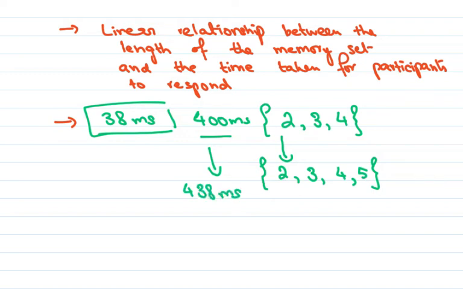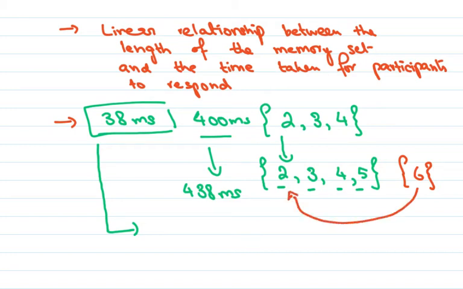Because with every added digit, you're adding 38 milliseconds. Sternberg's analysis was that these 38 milliseconds getting added are because the individual is moving through each digit and comparing the probe digit to each digit. So if your probe is, let's suppose, 6, you're comparing this probe digit to this digit, then this one, then this one, and then this one, and then making a decision as to whether the probe digit was part of the memory set or not.